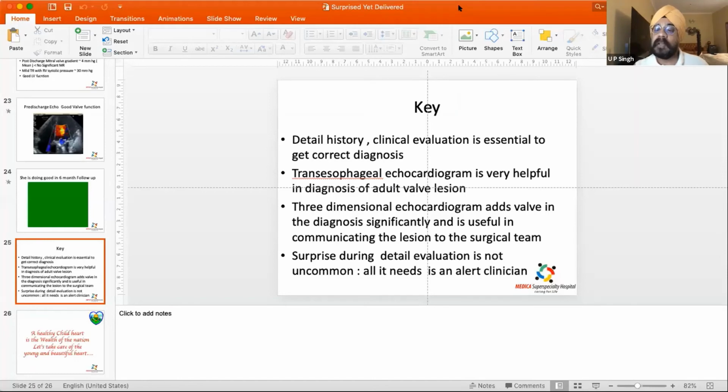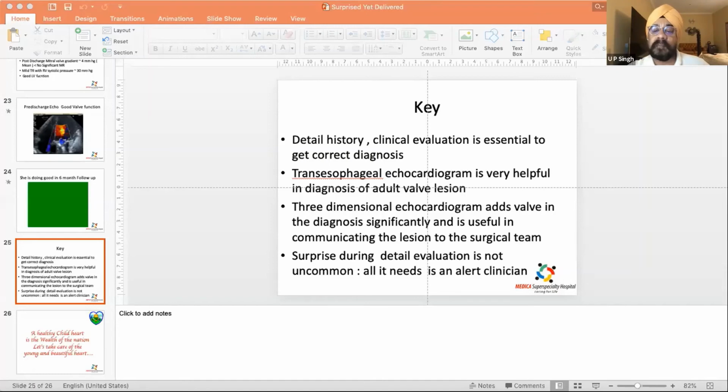And I think we still have questions regarding the previous case. Let me go back. Okay. So we go back to the question: what do we do with a stretched PFO versus an ASD?